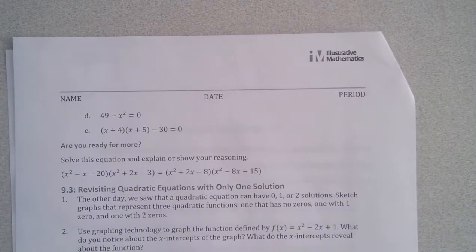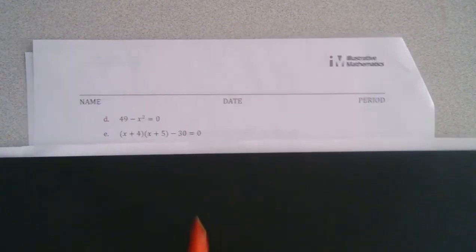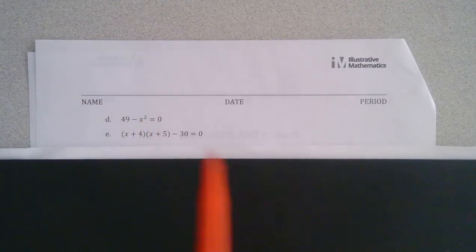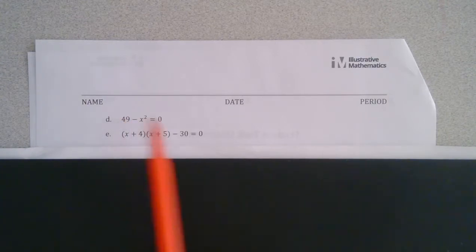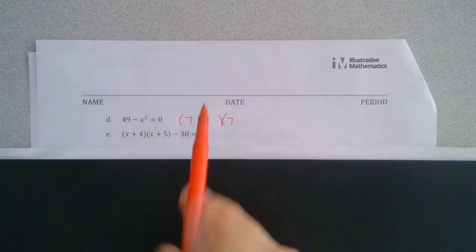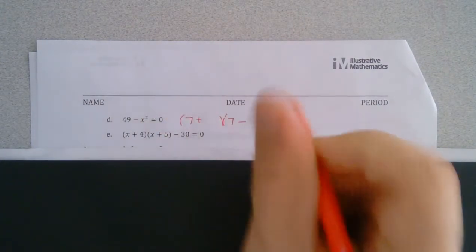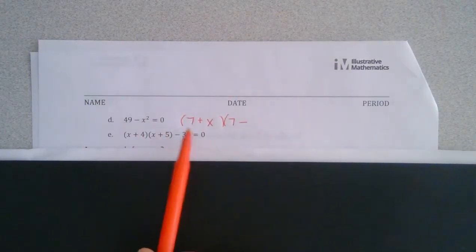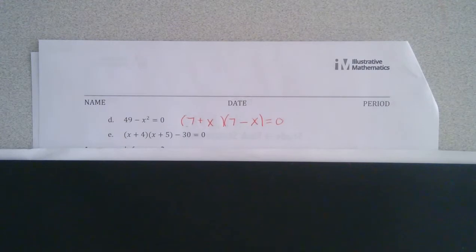So we're going to look at D and E. So for D, I notice that I have a perfect square minus a perfect square. So if you remember from our previous lesson, to make 49, I could write that as 7 times 7. So our first term is going to be 7 and 7. And then a minus a perfect square, we actually do a plus minus combination. And if I multiply x times x, it makes x squared. So this factors into 7 plus x times 7 minus x is equal to 0.